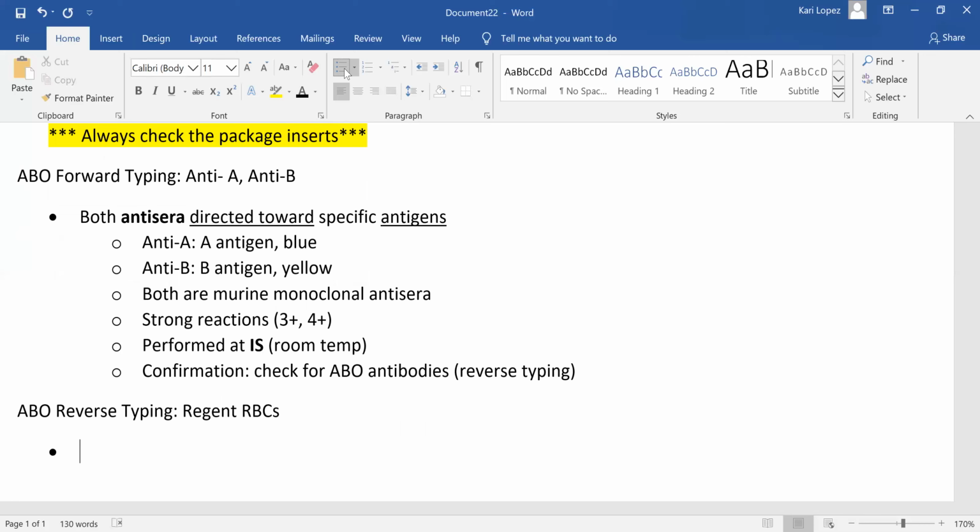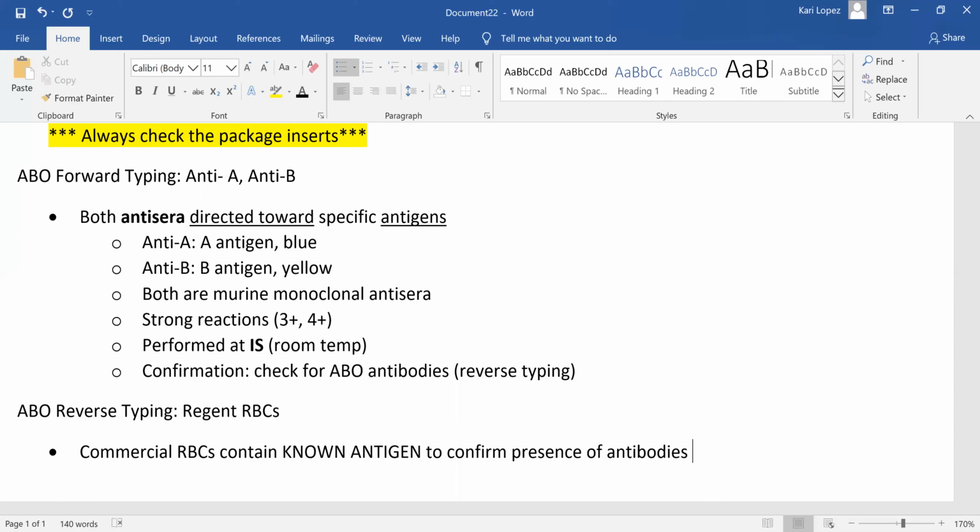Commercial red blood cells contain known antigens to confirm the presence of antibodies in patient serum or plasma. So commercial red blood cells, a known antigen, to confirm presence of antibodies in patient serum and plasma.